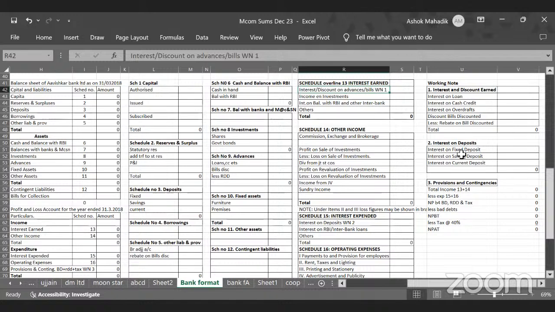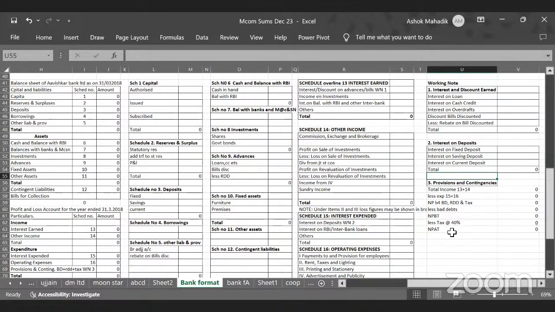Same way in expense also we have different kinds of interest, that is interest on FD, interest on savings. So in schedule number 15, you can see the first item, interest on deposits. So I have marked it as working note number 2. So details will be put in the working note and the total will be put in schedule number 15. Let me just write total here. Is that clear? Then the last working note is calculation of provisions and contingencies.